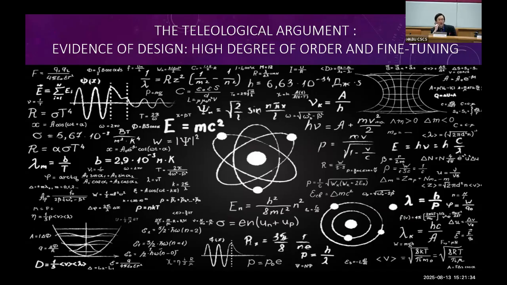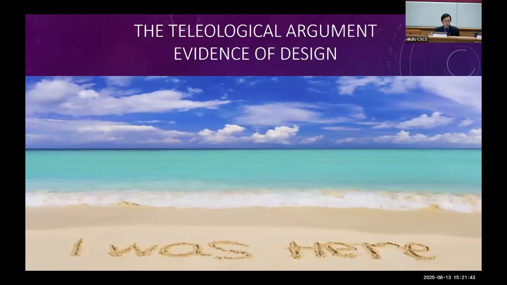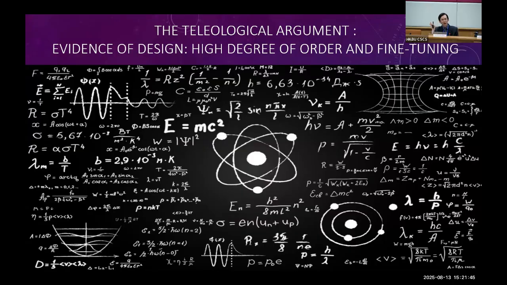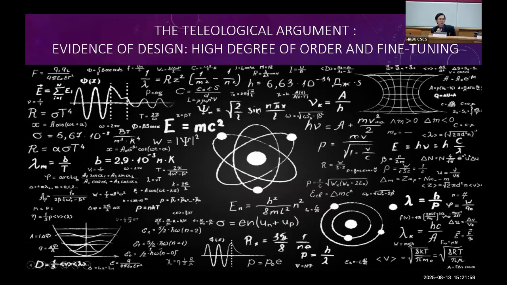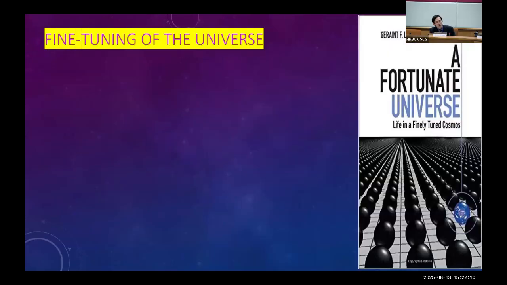And there are thousands and thousands of equations which scientists have discovered. And these equations contain far more information than these simple words "I was here." They contain far more precise, more systematic, more highly ordered information. So if you think that these words have a designer, we should likewise conclude that this information must have come from a designer, right? So this is one of the evidences of design: the high degree of order which we find in physical reality. And another evidence for a designer is what is called the fine-tuning of the universe.